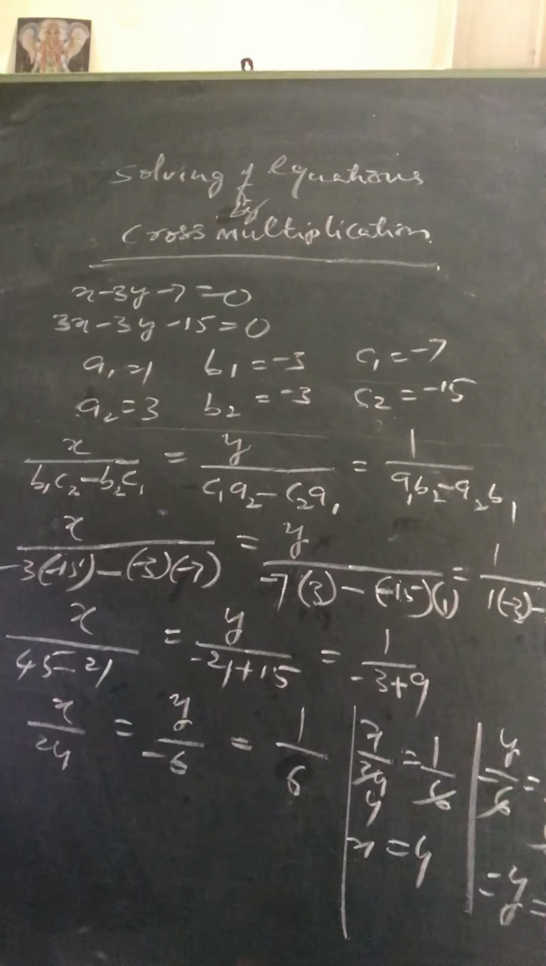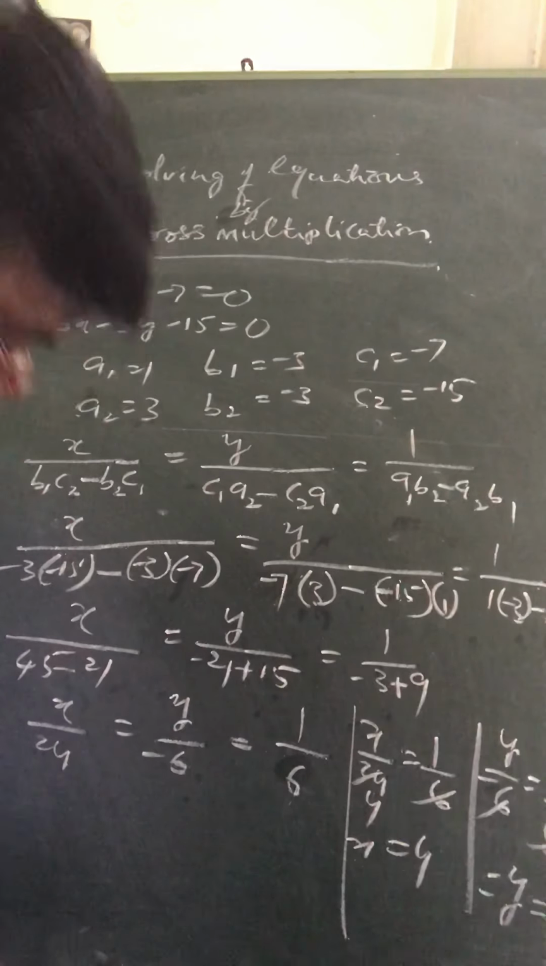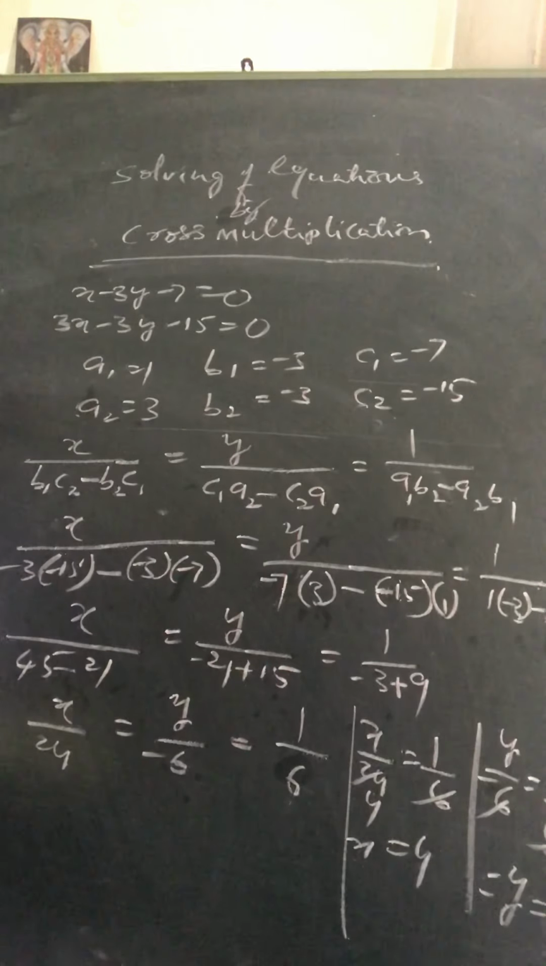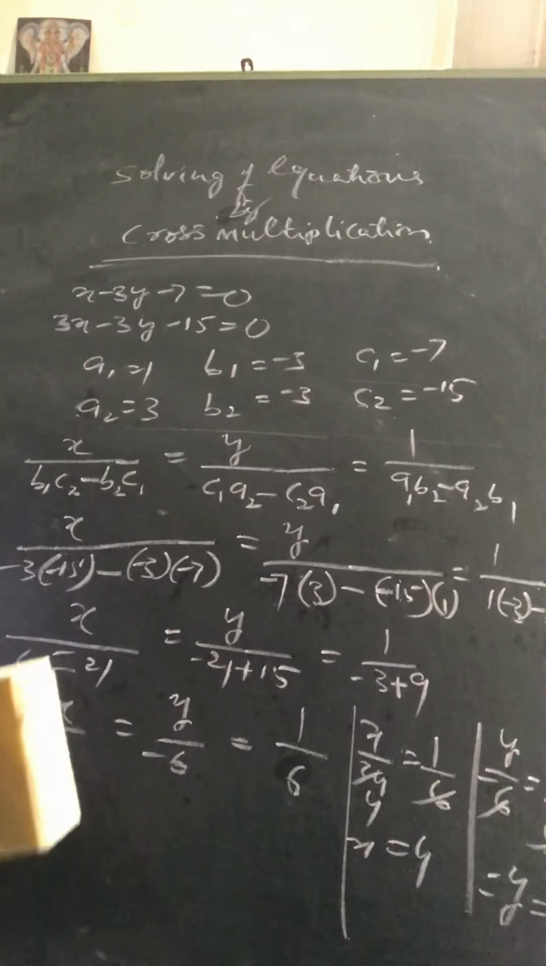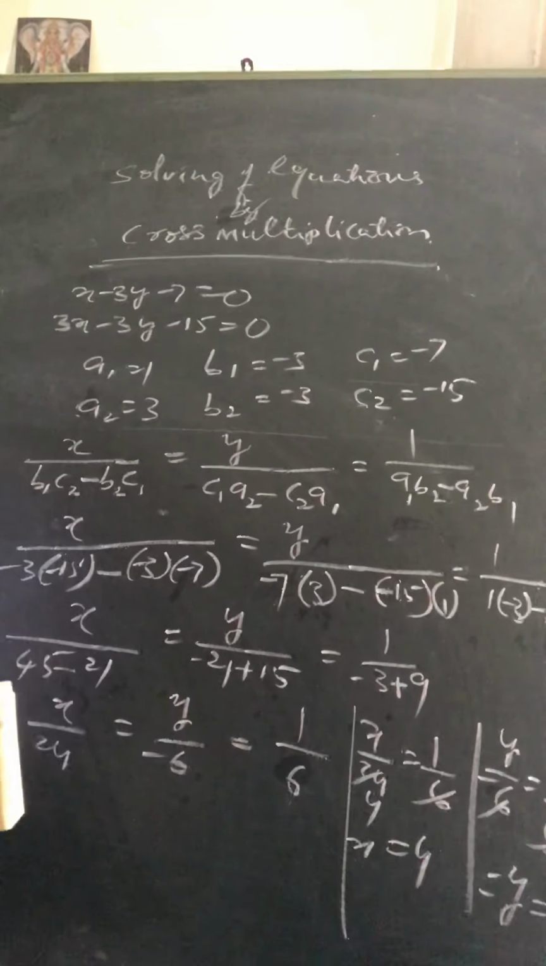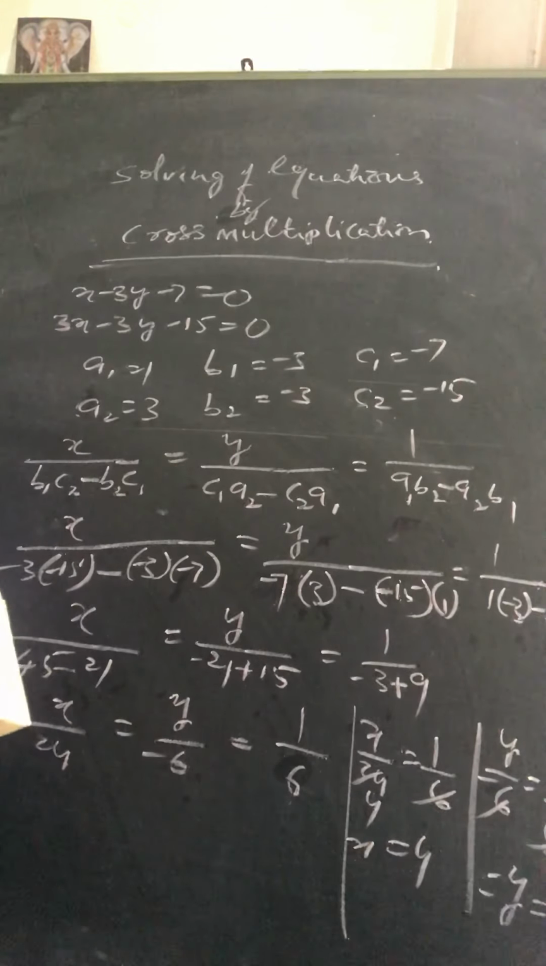Okay. So here the solution is 4 and minus 1. This is the method to solve the equations by the cross multiplication method. But always the equations will not be given like this. Already we know that first we have to check whether the given equation is solvable or not. Solvable in the sense it should have a unique solution. If it has no solution or infinity solutions, it is not possible to solve.